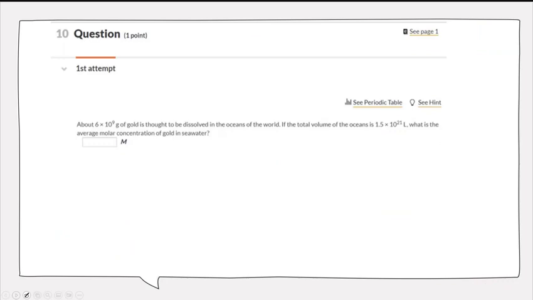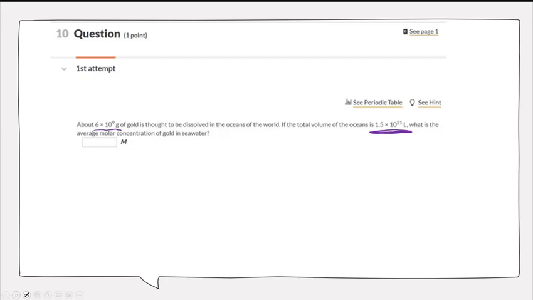Let's look at question 10, this next one. We're told that we have about 6 times 10 to the 9th grams of gold. So that's a lot of gold. That's a lot of grams of gold. It's thought to be dissolved in the oceans of the world. If the total volume of the ocean is 1.5 times 10 to the 21 liters, what is the average molar concentration of gold in seawater?